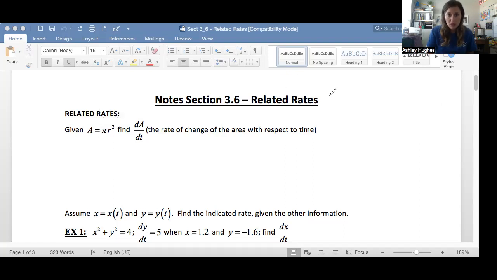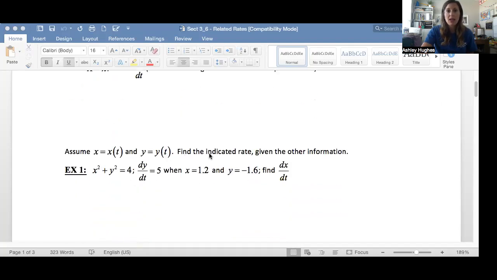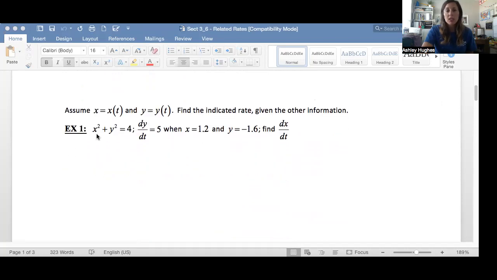So let's jump into this first example. Assume x and y are functions of time. Find the indicated rates given the other information. So we have this function, it's a circle, x squared plus y squared equals 4. And then it says the rate at which y is changing with respect to time is 5. And then it says when x is 1.2 and y is negative 1.6, find dx dt.